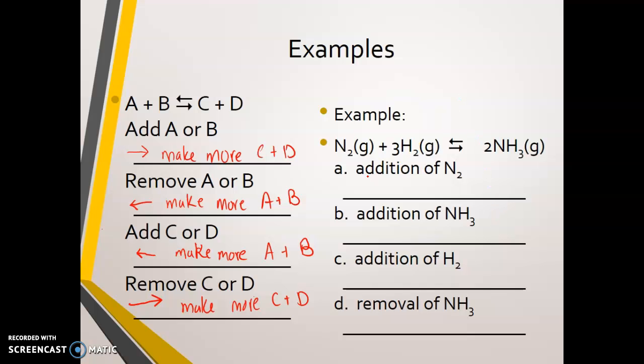Welcome back. So we start with the addition of nitrogen. Nitrogen is a reactant. That means that we are going to increase the concentration of the reactants, and we're going to produce more of our product, which is NH3. Now, with addition of NH3, we're increasing the concentration of our product, which is going to drive our reaction to the left and produce more of our reactants.